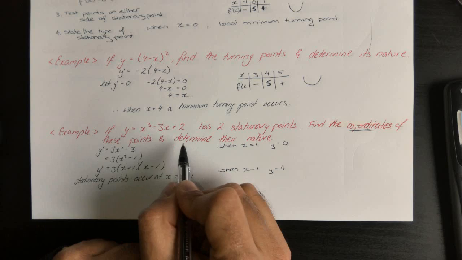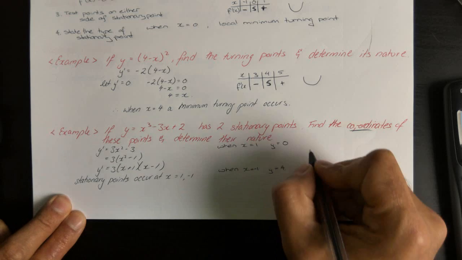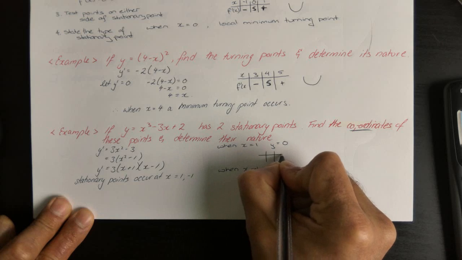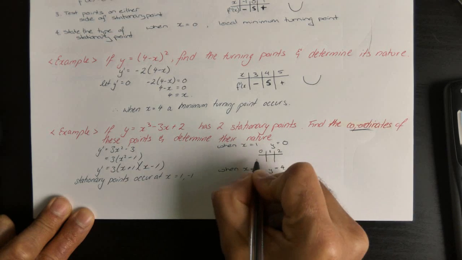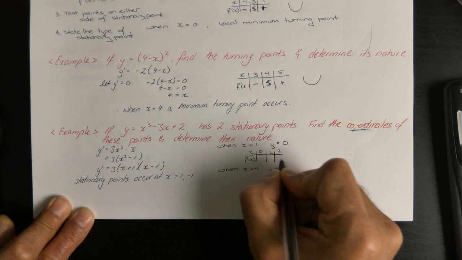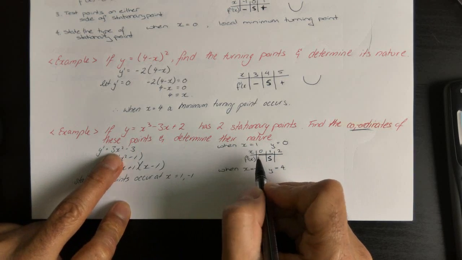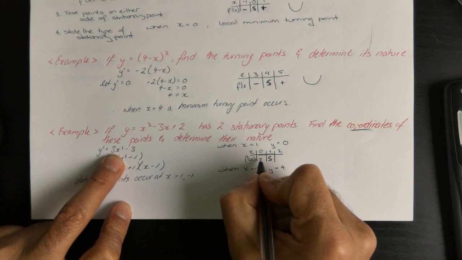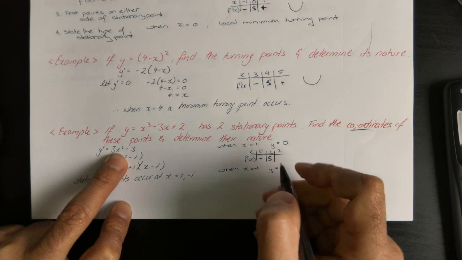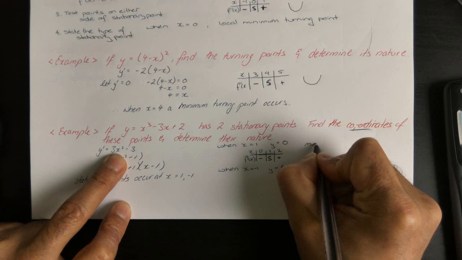Now we want to determine the nature. I'm just going to do it underneath here, and then we're just going to test the points. So for 1, that's stationary. Using the derivative, it's negative on one side, and on the other that's going to be 12 minus 3, which is positive. So this is going to be a minimum turning point.